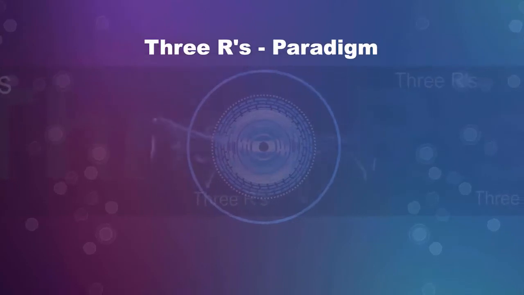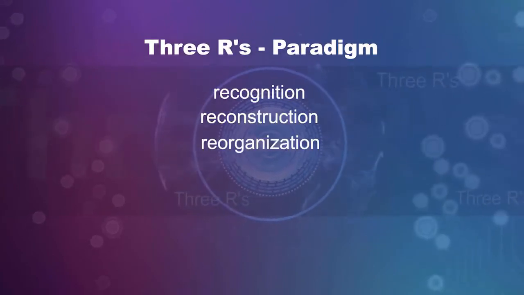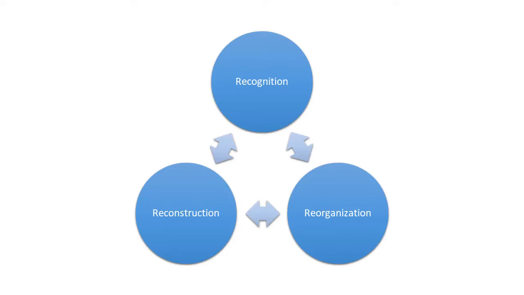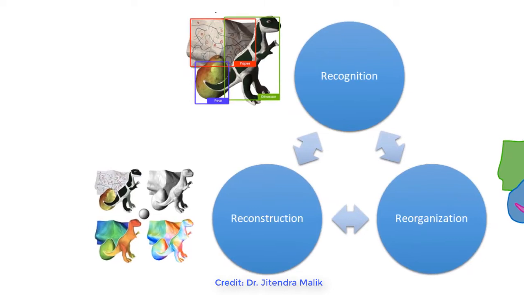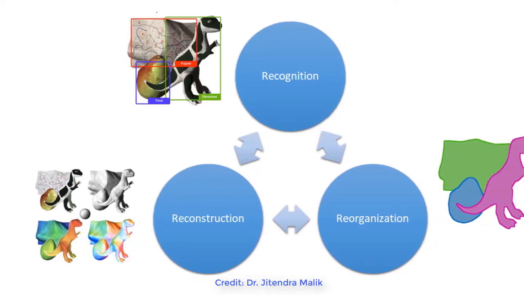Then there is this paradigm of three R's, which stand for recognition, reconstruction, and reorganization. This paradigm requires us to study the interaction among these three R processes and work towards the goal of a unified framework of computer vision. A lot of progress has been made towards this goal. For example, recognition of 3D objects benefits from a preliminary reconstruction of 3D structure instead of just treating it as a 2D pattern classification problem.